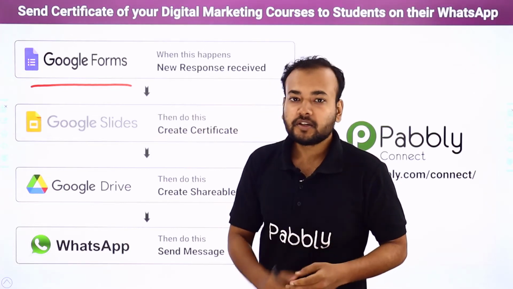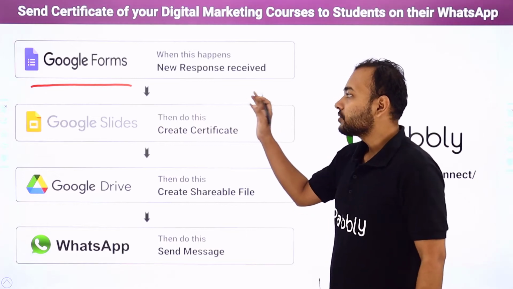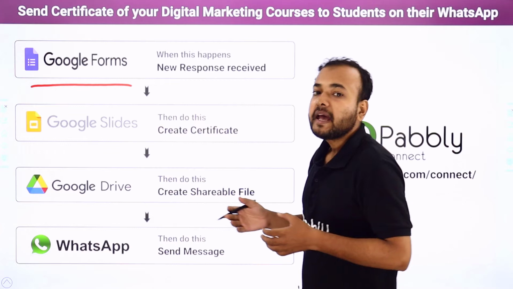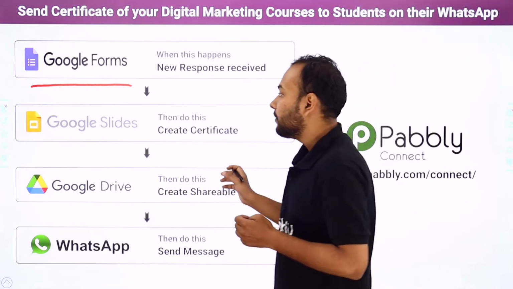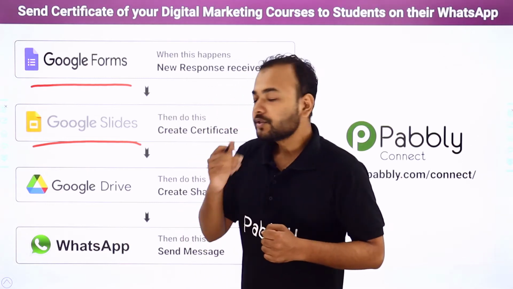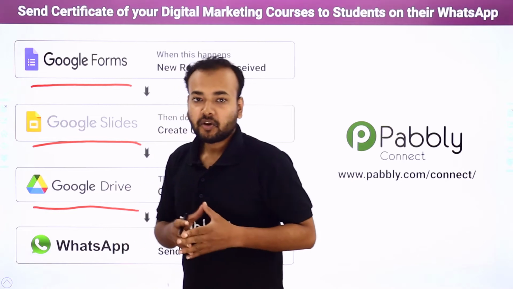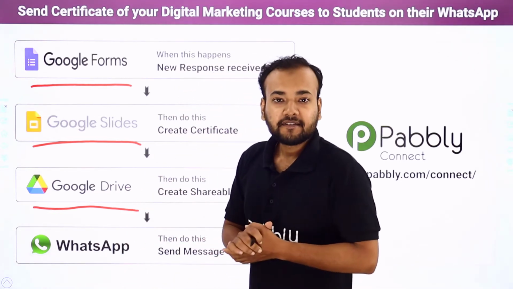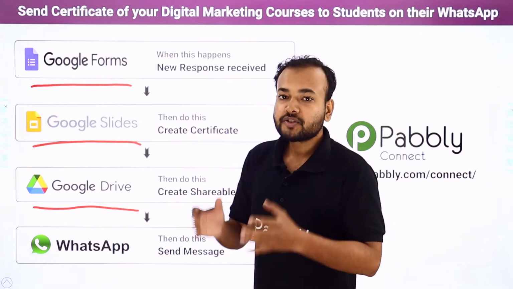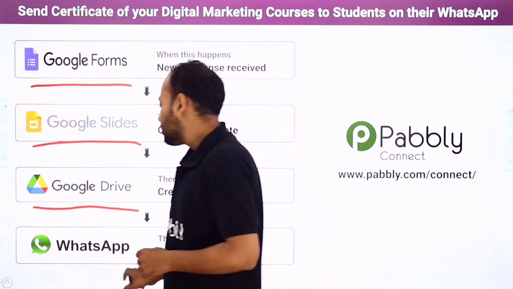Now to get this done, you have two ways. One is that when you receive the Google form response, you manually collect the data from the responses and then manually create certificates with the help of Google Slides for each and every student. Then you will save those certificates in Google Drive and generate shareable links of those certificates from Google Drive. Then you are going to manually compile messages for each and every student, attach the link of the shareable certificate, and then send them on WhatsApp.